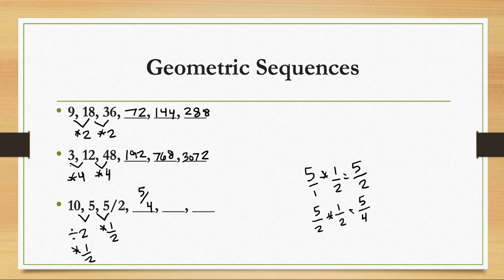Okay, let's do it again. So 5 over 4 times 1/2. Straight across the top, 5 times 1 is 5, 4 times 2 is 8. Okay, and then the last one, we're going to do it one more time. 5 over 8 times 1/2, or divided by 2, however you want to do that. 5 times 1 is 5, 8 times 2 is 16.